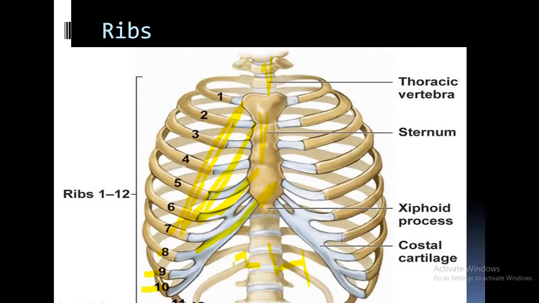Whereas the 11th and 12th pairs of ribs are known as floating ribs because they are not at all attached with the sternum on the ventral side. And all these ribs are attached to the thoracic vertebrae at the dorsal side.